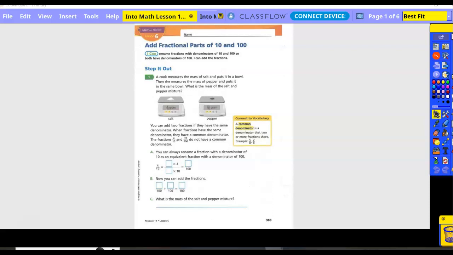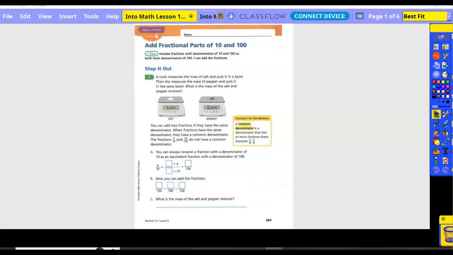So a common denominator is a denominator that 2 or more fractions share. You can add 2 fractions if they have the same denominator. When fractions have the same denominator, they have a common denominator. The fractions 4/10 and 25/100 do not have a common denominator. But can we find a common denominator for them? Yes. Are we going to have to change both of them? No, just one. And even though we change the fraction, is it still an equivalent fraction to what we started with? Yes. Okay, it just has a new denominator.